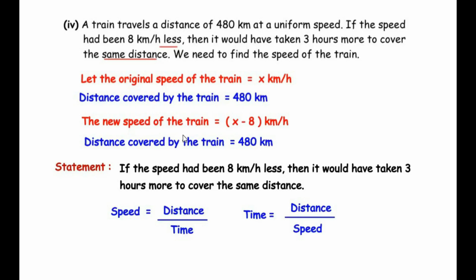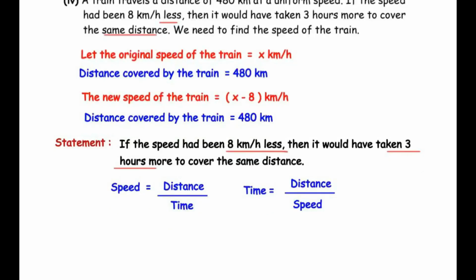Now once we have written this, let us focus on the statement. That is, if the speed had been 8 kilometers less, then it would have taken 3 hours more to cover the same distance. So here we have to consider the speed, distance and time formula. So this is the formula which you have learned, that is speed is equal to distance over time. Now we are going to rearrange this equation, giving us time is equal to distance over speed.